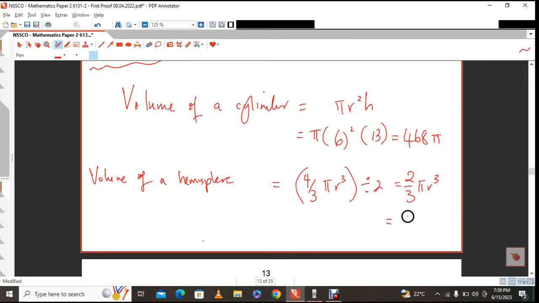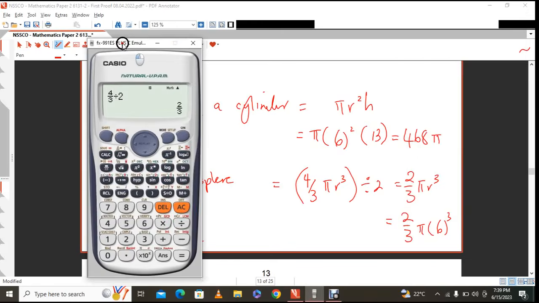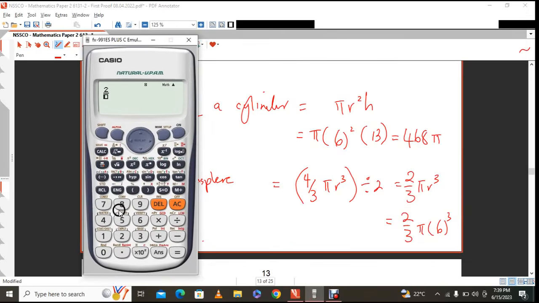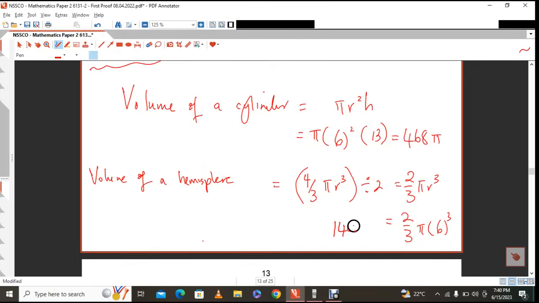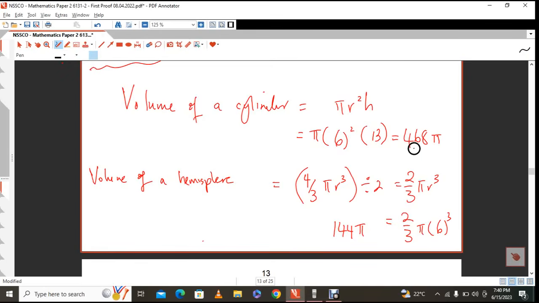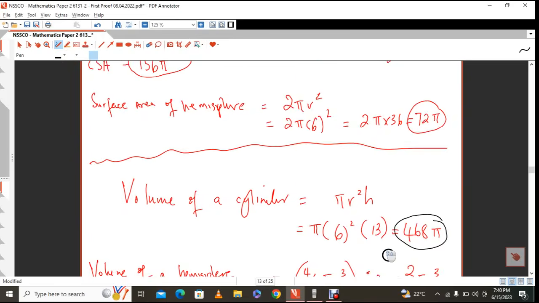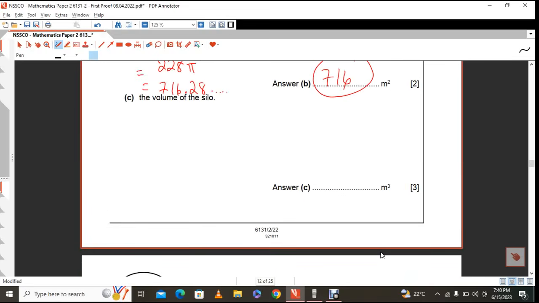So the volume of the hemisphere will be 2 over 3 pi, and my radius was 6 cubed. Okay, so let's just punch it in and see what that answer is. That's 2 over 3 times pi times the radius of 6 cubed. I'll leave my answer in terms of pi: that's 144 pi. So the volume would be this 468 pi plus 144 pi. I'm simply going to add them together in order to find the volume of the silo. So the volume of the silo will be 468 pi plus 144 pi. Okay?